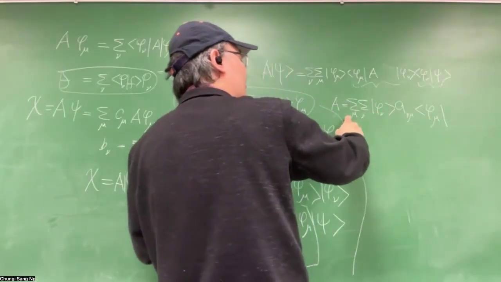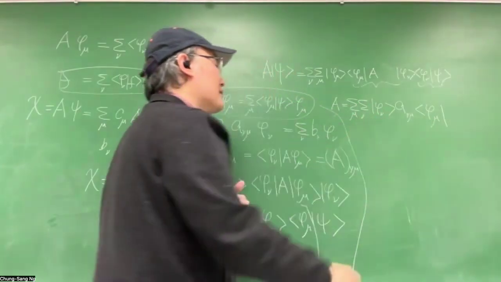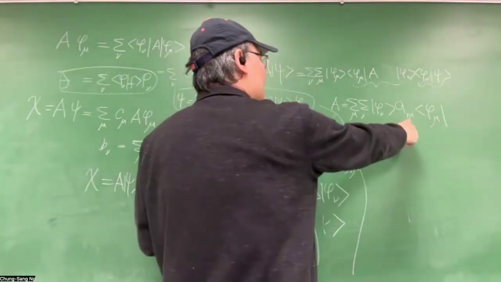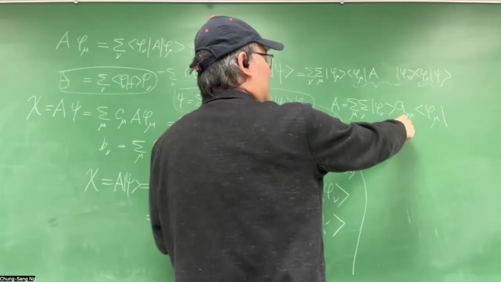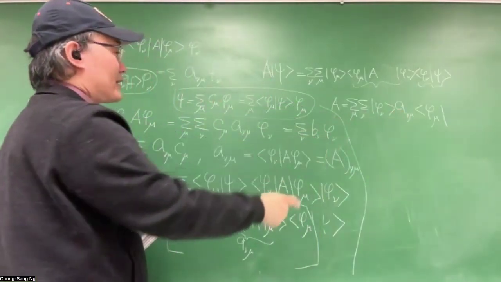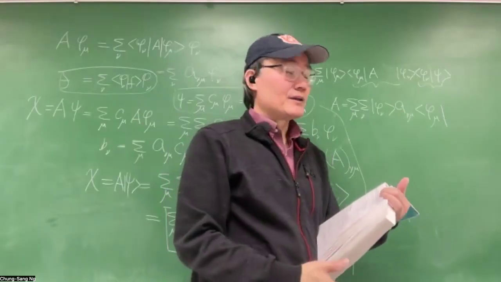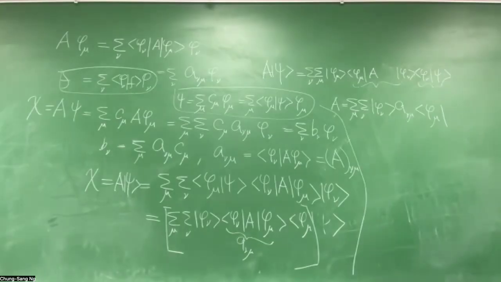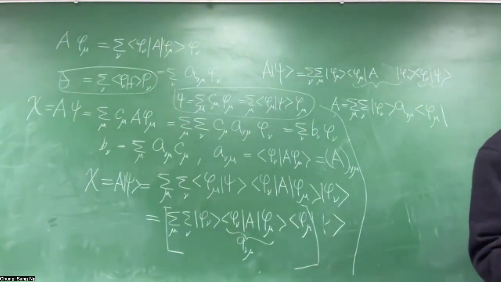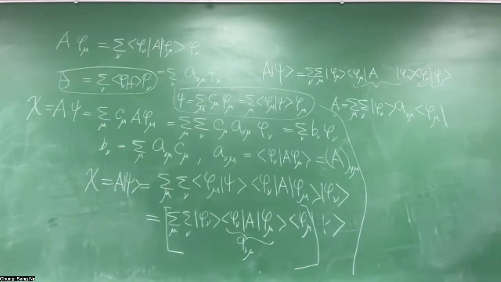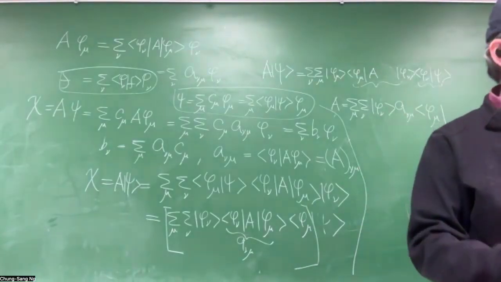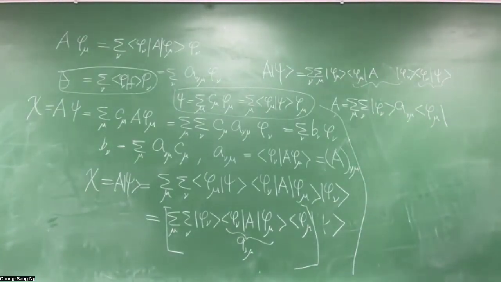But you need the sum over all the mu and nu, all the bases. And the element of this one is just given by the original matrix element of the operator, which makes it explicit. So that is one way to look at it, which may or may not be useful in calculation. That's another expression of this matrix representation of A.